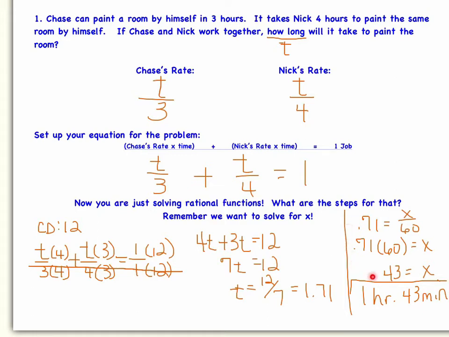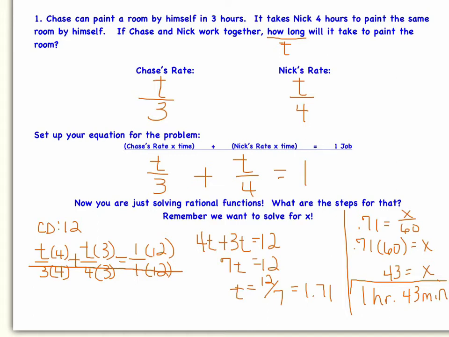So if you look over here to the right, that's what I did. I took the 0.71 and I set it equal to x over 60. How many minutes out of 60 minutes is 0.71? You multiply each side by 60 and you get x equals 43. So 0.71 of an hour is the same as 43 minutes. And that's how I got the answer 1 hour and 43 minutes.